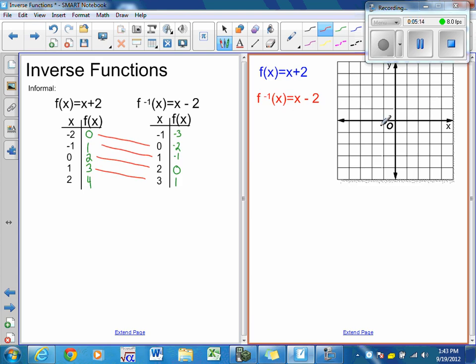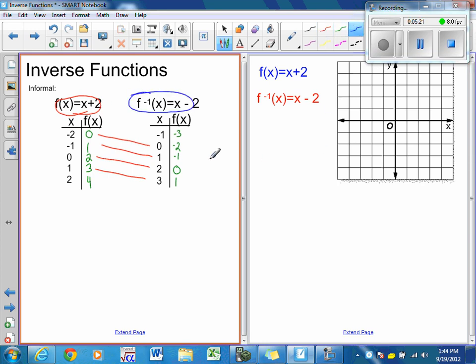Let's graph that. So my function, I will graph my function in red. I'll graph my inverse in blue. My inverse has the point 0, -2. My function has the point -2, 0. My function has the point -1, 1. My inverse is the point 1, -1. I have the point 2, 0. And I have the point 0, 2.